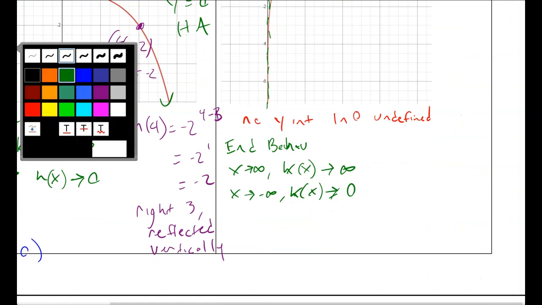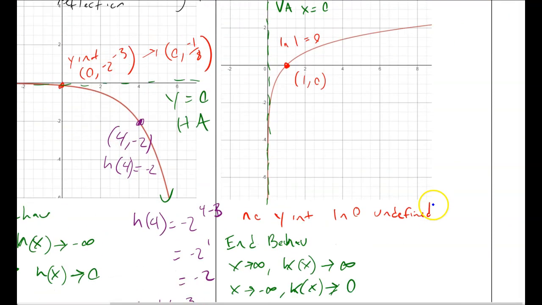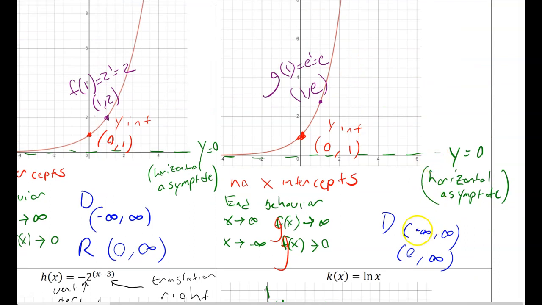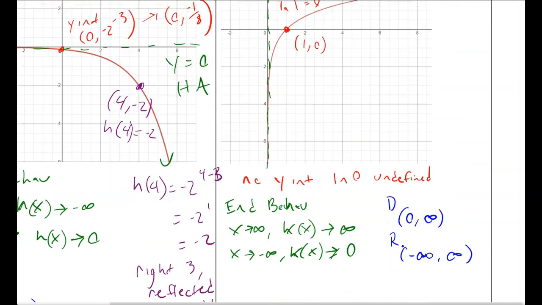Okay, so my domain is again going to be related to the end behavior and the asymptotes of the graph. In this case, my domain is 0 to infinity. And we never touch 0, so we use a parentheses, right? And then my range now is everything. Negative infinity to infinity. And notice that's the exact opposite of what we did up here. We should call that the range, right?